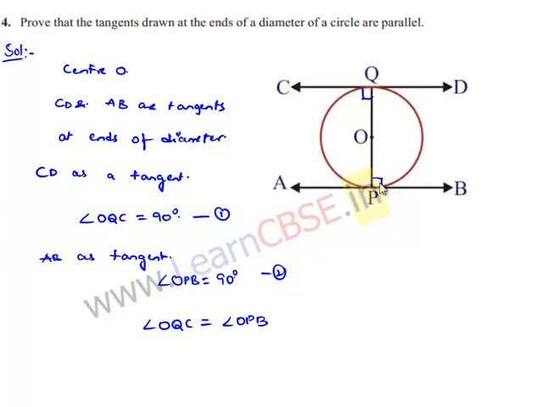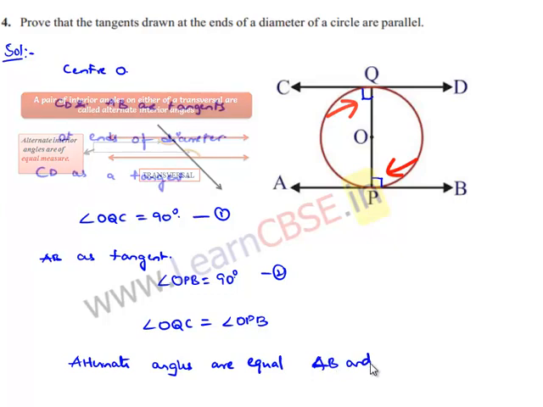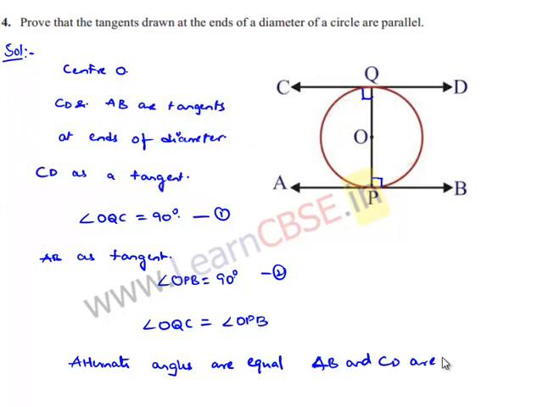That is, if we consider CD and AB as two lines and PQ as a transversal, here alternate angles are equal. Therefore, we can say the lines AB and CD are parallel to each other. Therefore, finally we can conclude that tangents drawn at the ends of a diameter are parallel.